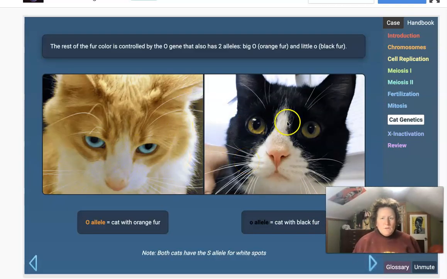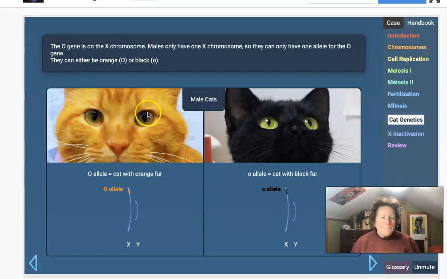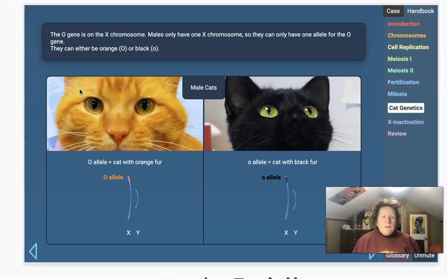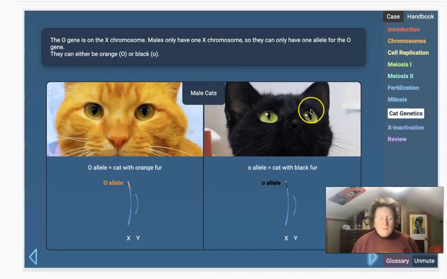So now we know about the white spotting. Let's learn about the orange and black coloring. Orange and black is controlled by the O gene that has two alleles. The big O makes you orange, and the little o makes you black. If you're female, you get two O's, and we'll see what happens when that happens. Male cats only get one X chromosome, so they're going to get big O or little o. So males can either be orange or black. They can have white spots as well, but they can only be orange or black.